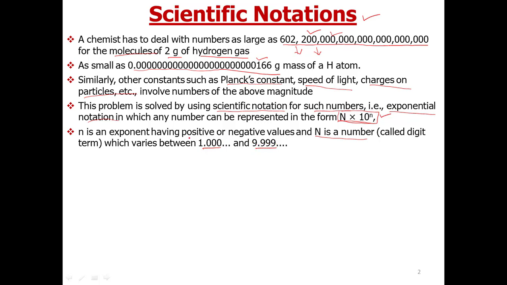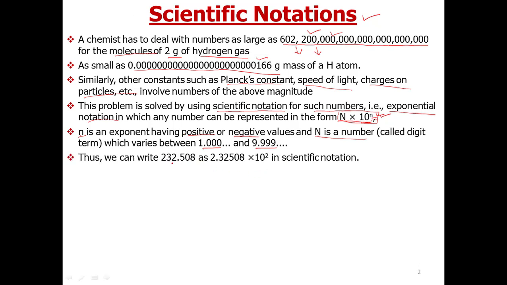Small n is called the exponent, and 10 is called the base. The exponent n can have any positive or negative integer value, like -1, -2, -3, 1, 2, 3, etc. This is how we represent very large or very small numbers in scientific notation.